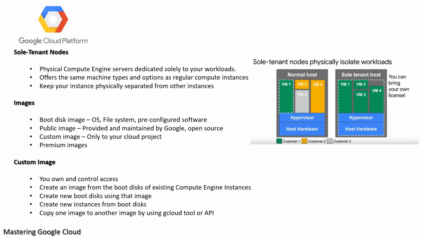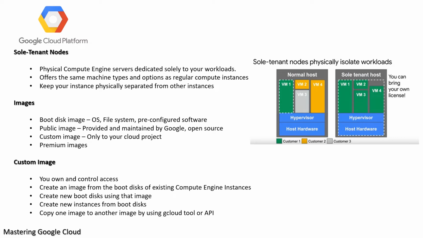Now let's talk about images. When creating a virtual machine, you can choose the boot disk image. This image consists of any bootloader, operating system, file system structure, any pre-configured software, or any other configuration or customization. There are two types of images, public image and custom image. Public images are provided and maintained by Google, open source, or any third party. And custom images are owned by the user. Then there are premium images also.